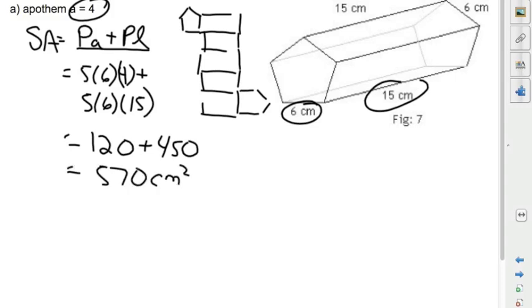Is it area we're talking about? Still centimeters squared. Yeah, it's just the face, right? We're just talking about, no, not the face, the base. Yeah, that's what I meant. And these are faces.